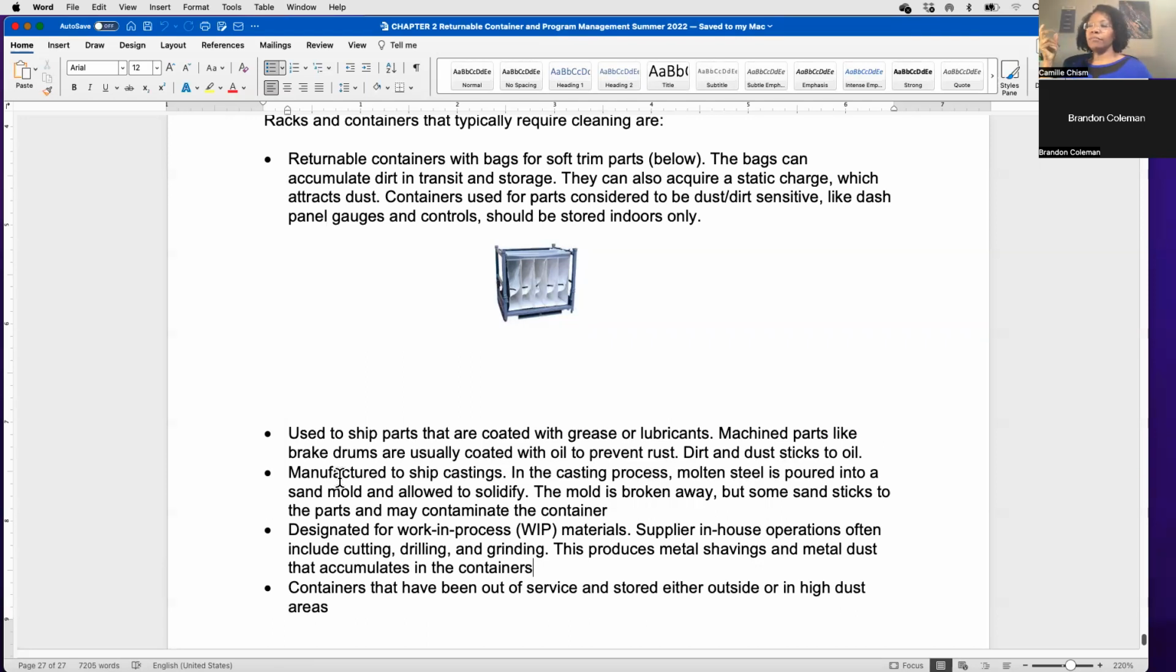containers. And that could be an issue too, because you get those containers that are dirty and then they come to your facility and they can contaminate the parts in that package, or it might contaminate something else.